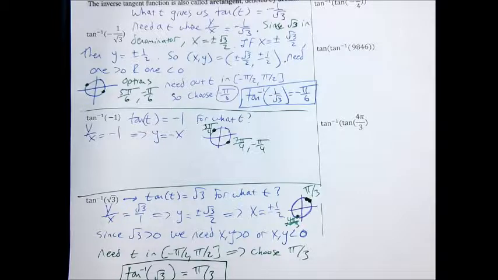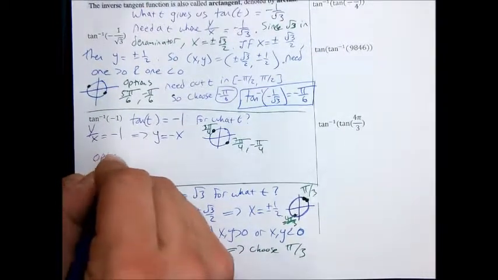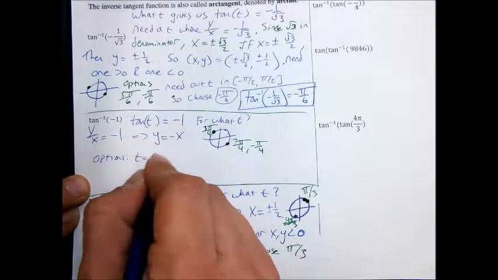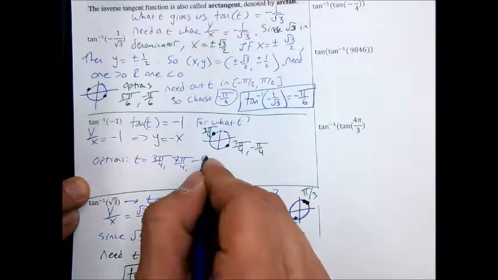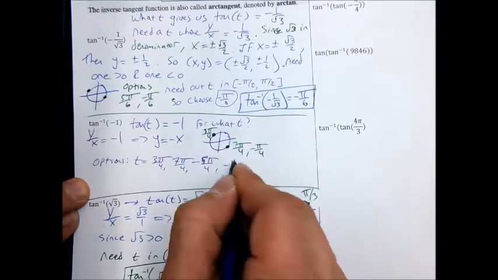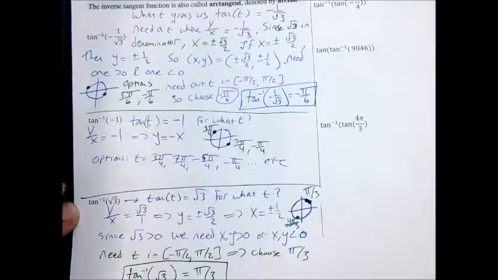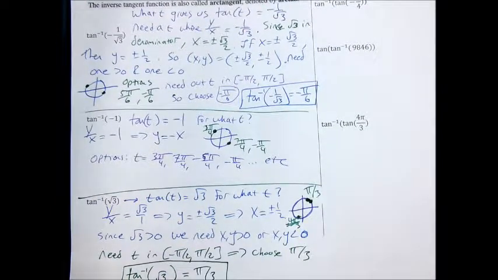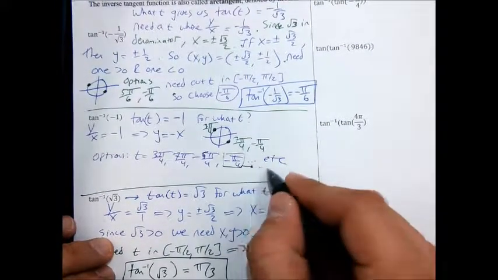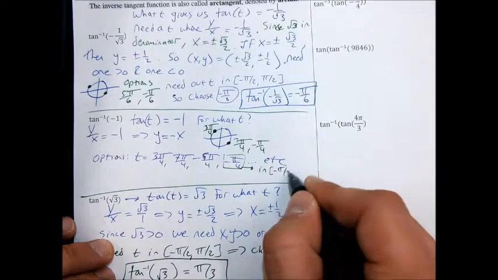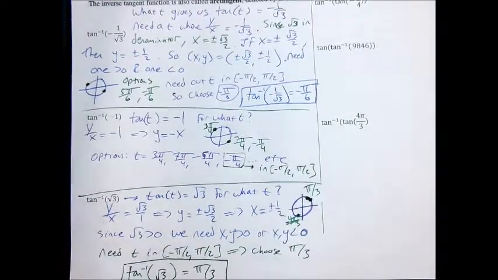And so what's the one that we want? Negative pi over 4 is the one we want. So our options are t equals 3 pi over 4, or 7 pi over 4, or minus 5 pi over 4, or minus pi over 4, right? Dot, dot, dot, etc. There's lots of options. We want to pick the one that's between minus pi over 2 and pi over 2. And so this is the one that's between those two. This is the one that's in the right interval. And so we choose that one.